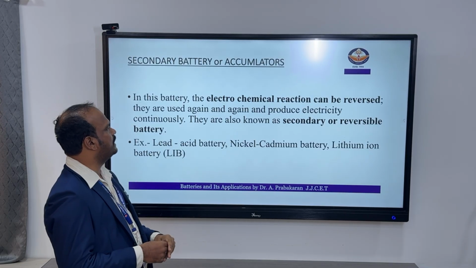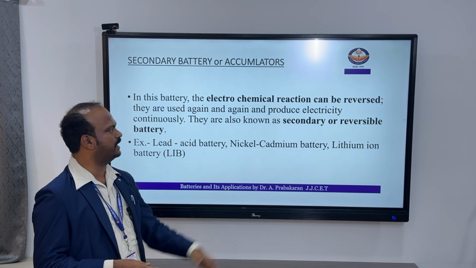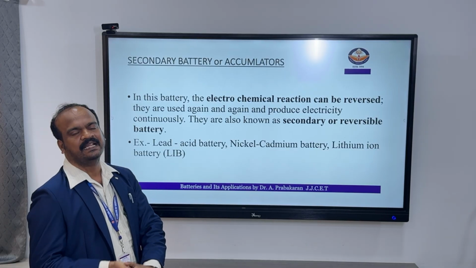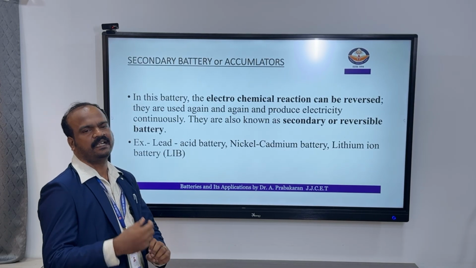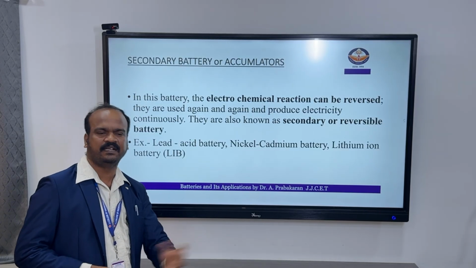What is the secondary battery? The electrochemical reaction can be reversed. They are used again and again and produce the electricity continuously. It is known as secondary battery. That is the secondary battery used again and again. That is, the electrochemical reaction once conducted forward can be reversed.